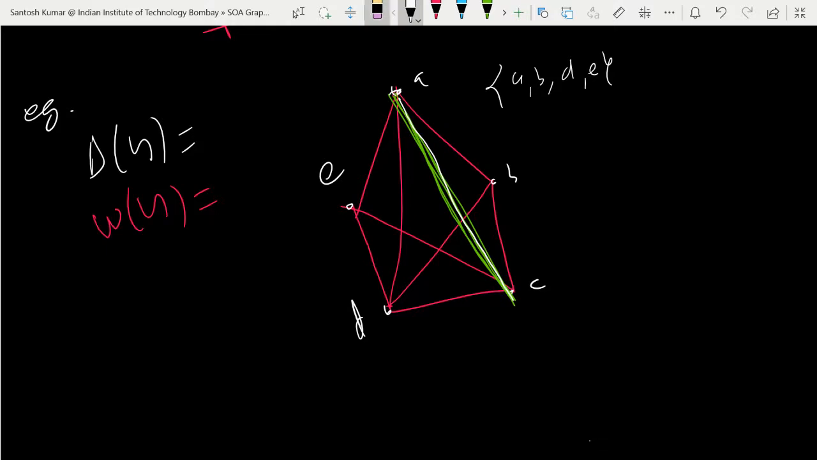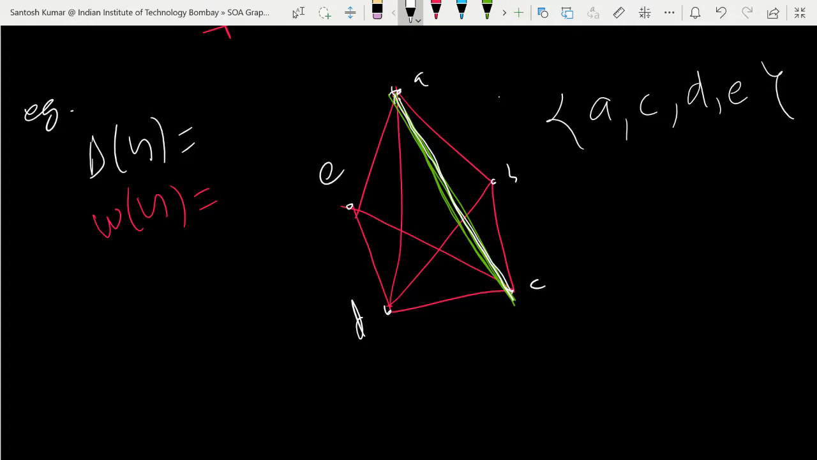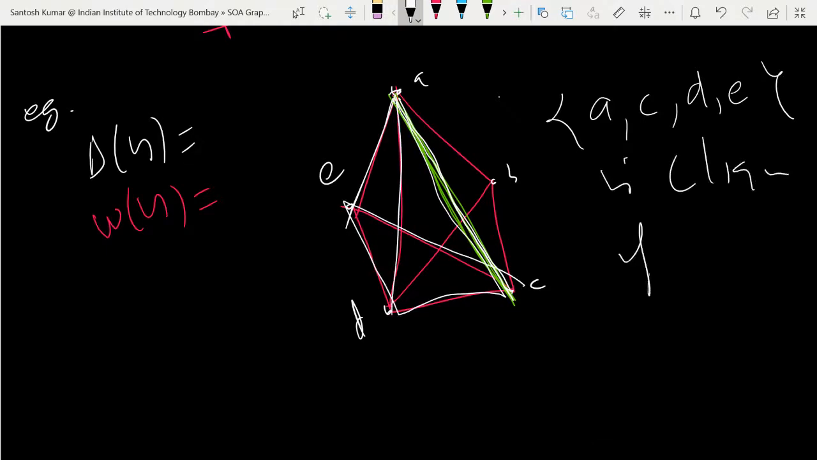So the edges now will be, which one do you like to see? A, C, D, E. Is A, C, D, E a clique of maximum size? Yes, sir. Okay, so this is a clique of maximum size, that is K4 actually, so this is going to be 4. Now again, same question. Degree is what?